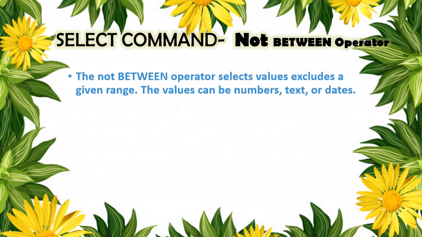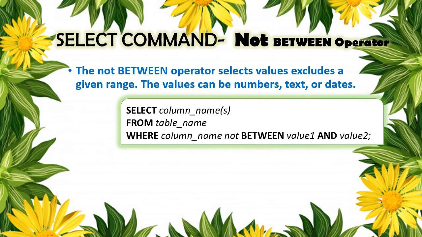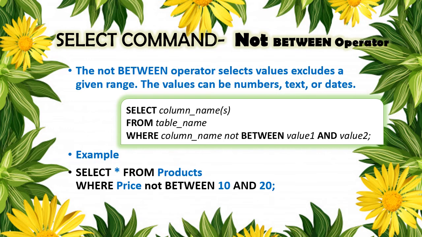Not between means it's just the opposite of between. It selects the values excluding the given range. Values can also be numbers, text, or dates. The syntax is the same as between, except you have to include the word not. Select column names from table name where column name not between value 1 and value 2. Example: select the product details whose price is not between 100 and 20. Apart from the 100 to 20 range, the other products' details will be displayed.